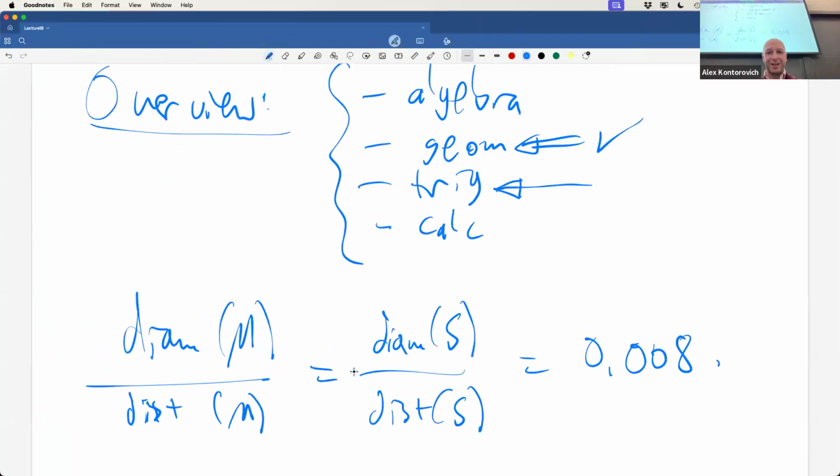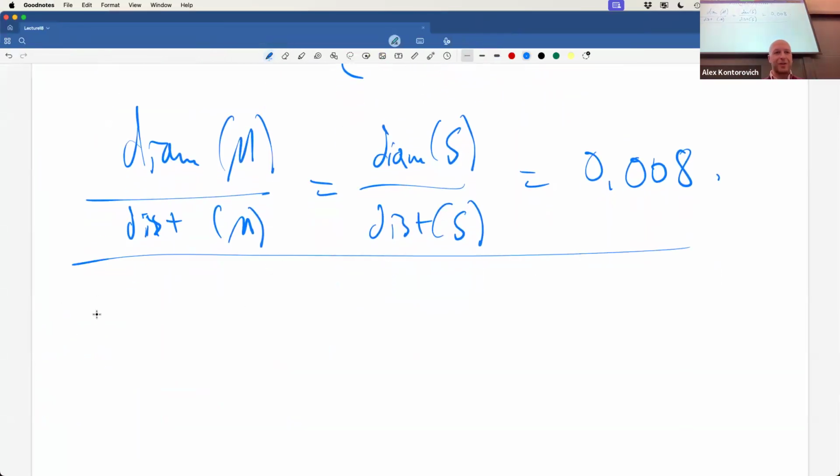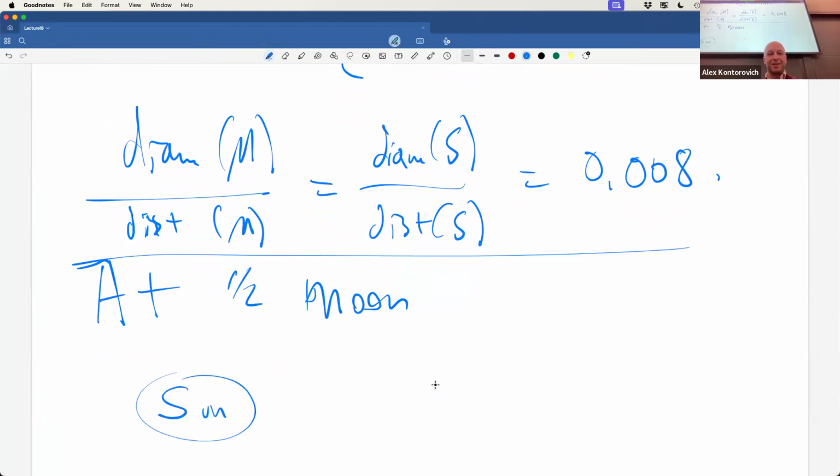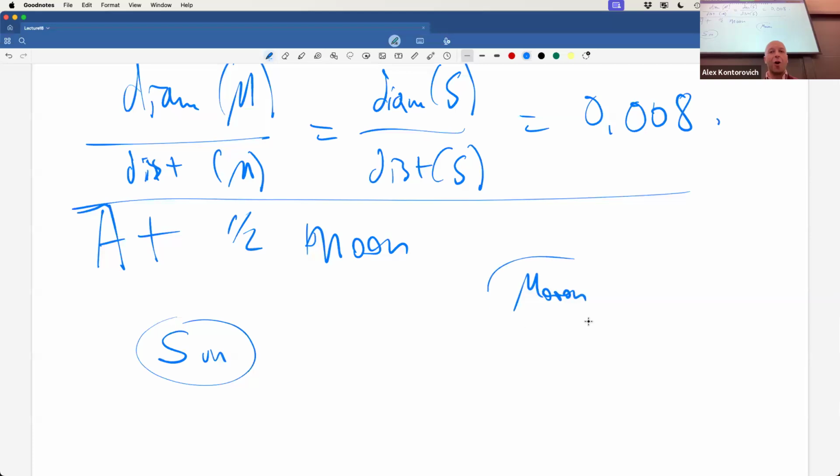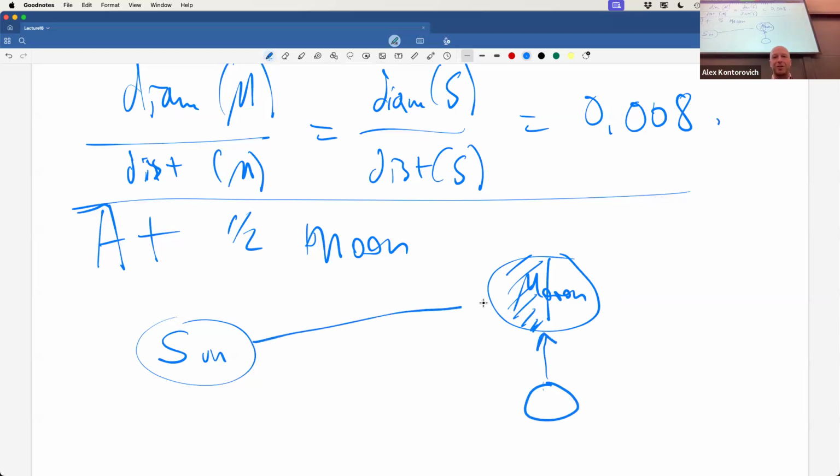Okay, so let me just draw this again here. At a half moon, here's the sun, here's the moon. There's always a half moon, it's just that there's always half of the moon that's being lit up. It's just a question of what we see from Earth. Sometimes the Earth is over here and we don't see anything. Sometimes the Earth is over here and we see the full moon. And when we see a half moon, it's because the Earth is looking straight here, and the sun, of course, is always going straight to the moon. And so this must be a right angle. The moon must have a right angle.